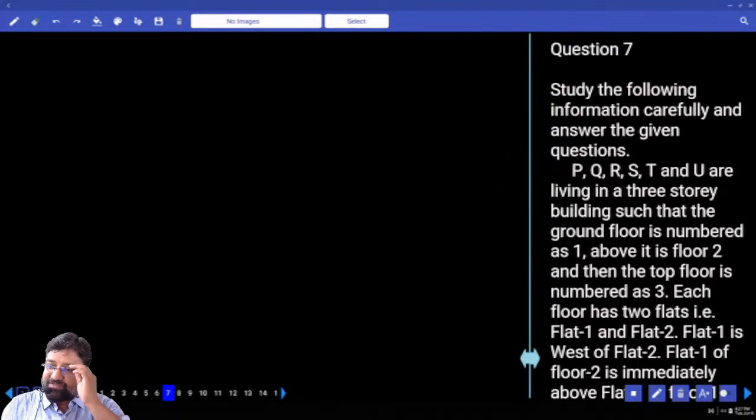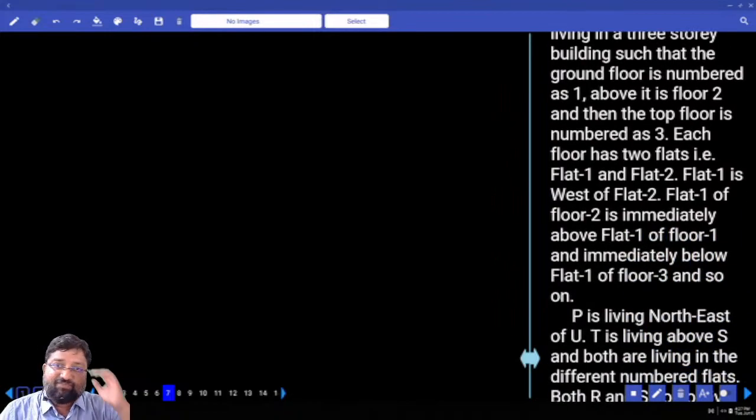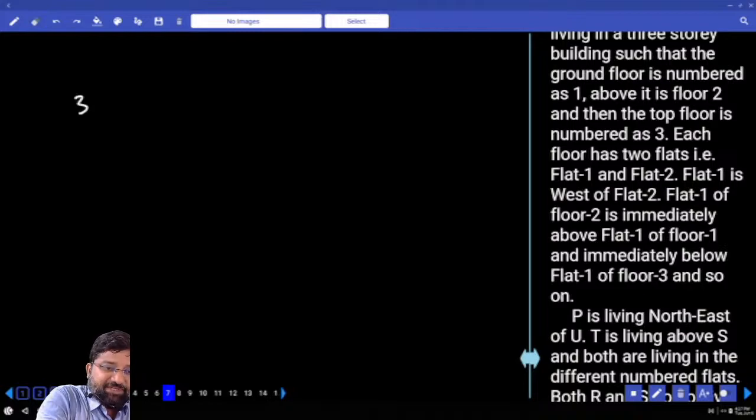PQRSTU are living in a 3-story building such that the ground floor is numbered 1, above is 2 and so on till the topmost floor is numbered 3. Each floor has 2 flats, flat 1 and flat 2. Flat 1 is to the west of flat 2. So flat 1 of floor 2 is immediately above flat 1 of floor 1 and immediately below flat 1 of floor 3 and so on. How many floors? 3 floors. 3, 2, 1.